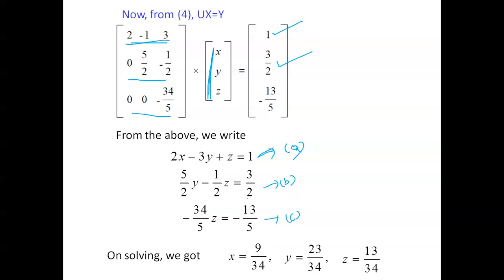So this is the LU decomposition method. In this method, the coefficient matrix is decomposed into a lower triangular matrix and an upper triangular matrix. With the help of the lower triangular matrix and upper triangular matrix, we identify the solution of the given system of linear equations.